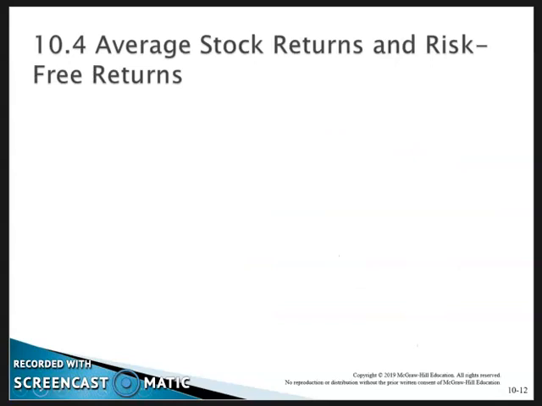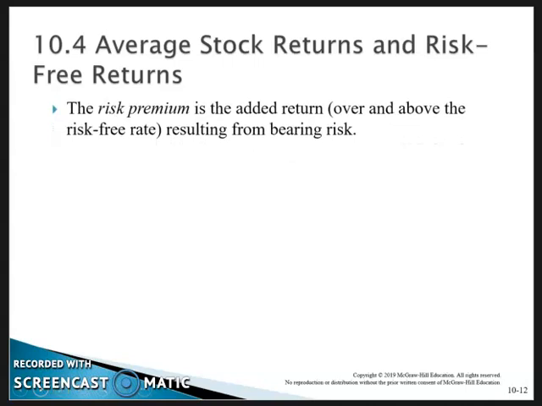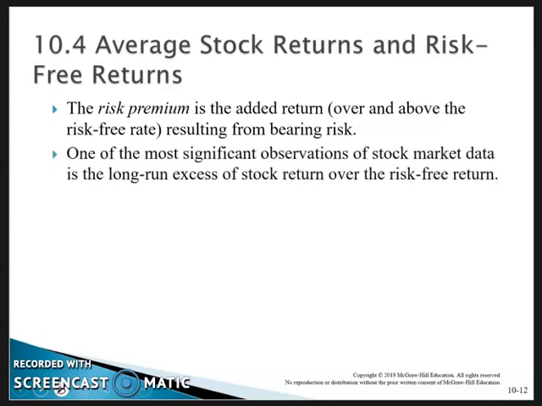So, average stock return, risk-free returns. The risk premium is added over and above the risk-free rate, resulting from bearing risk. The risk premium for any stock is the expected return on that stock minus the risk-free rate. One of the most significant observations of stock market data is the long run excess return over the risk-free return.